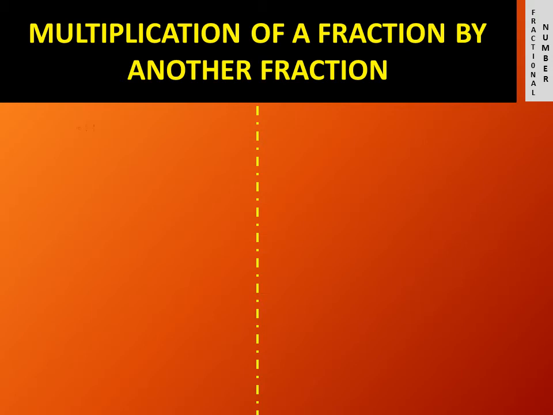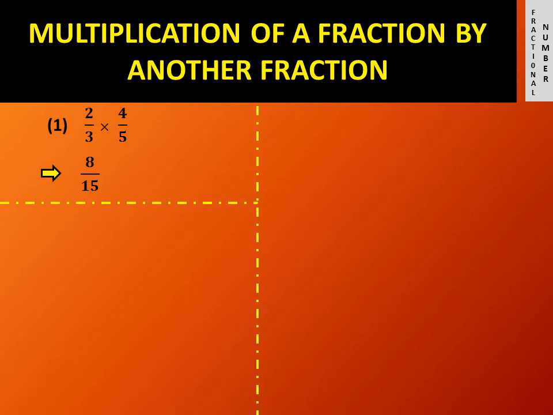Let's solve some examples. Question number 1. 2 upon 3 multiplied by 4 upon 5. If numerator and denominator are not divisible by any same number, we multiply numerator by numerator and denominator by denominator. 2 fours are 8 and 3 fives are 15. So the answer is 8 upon 15.